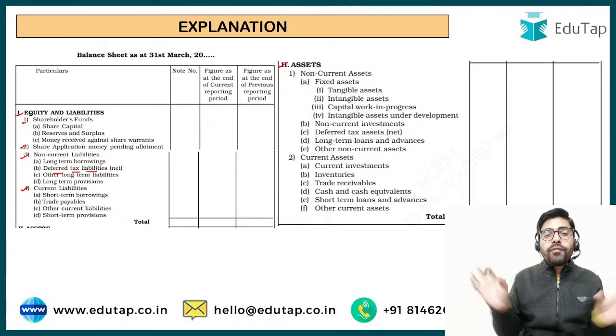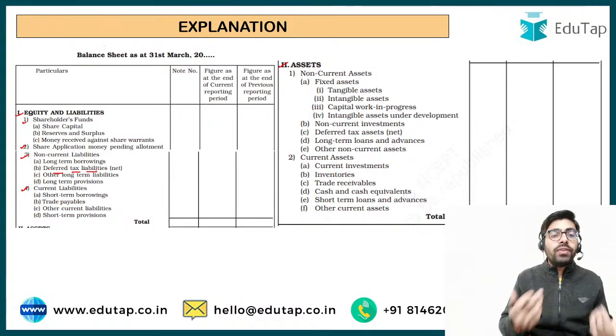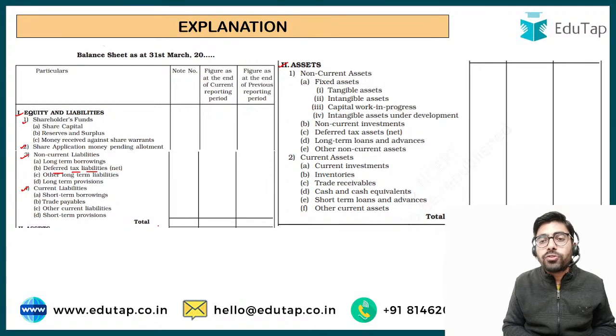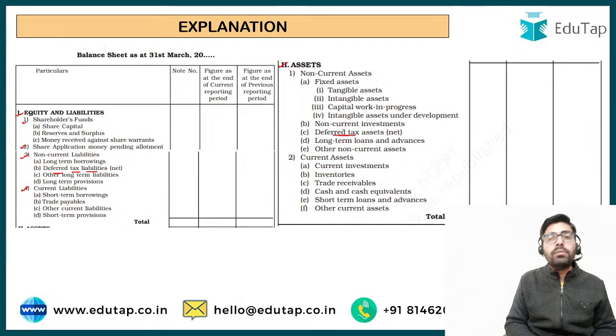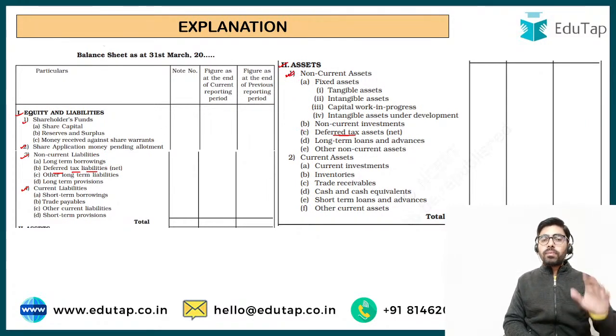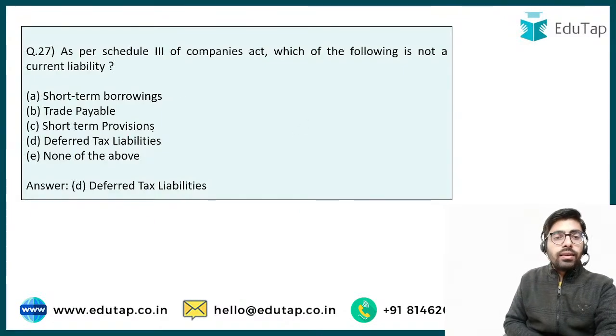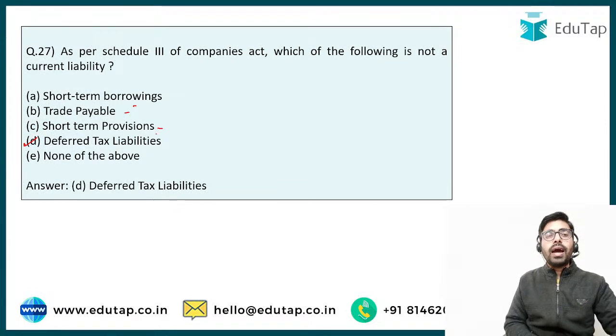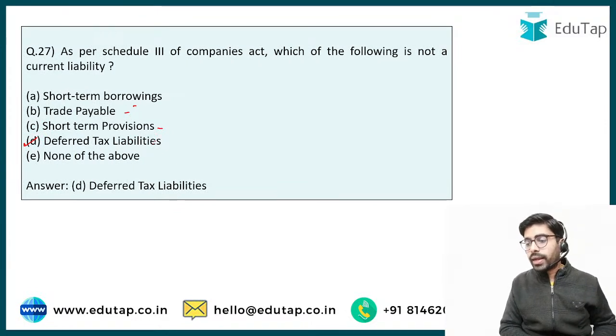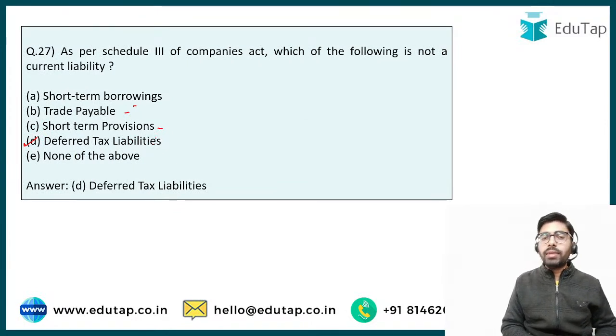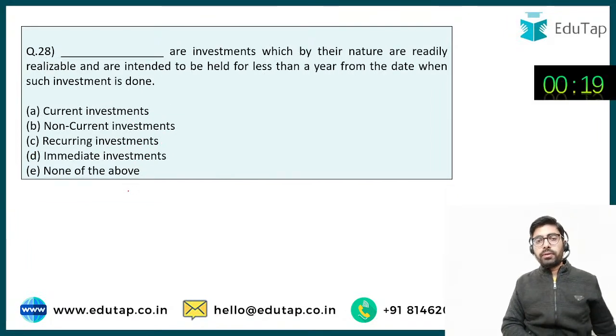To make up for this difference, we have this deferred tax liability, or sometimes we also have a deferred tax asset. It is not a short-term item, it is not a current item, and it is shown as a non-current liability or non-current asset. So that's why this answer is going to be option number D. Short-term borrowing, trade payable, short-term provision, they are a current liability. Just remember this. Nothing much to be remembered. So here we come to the next question.